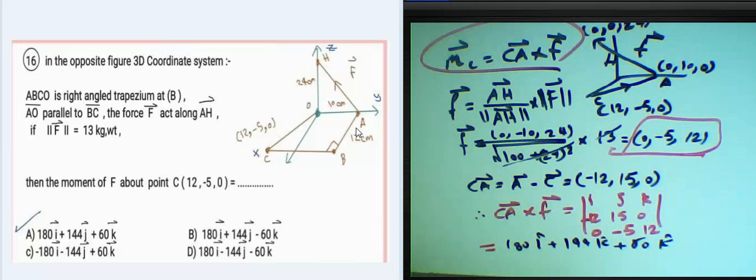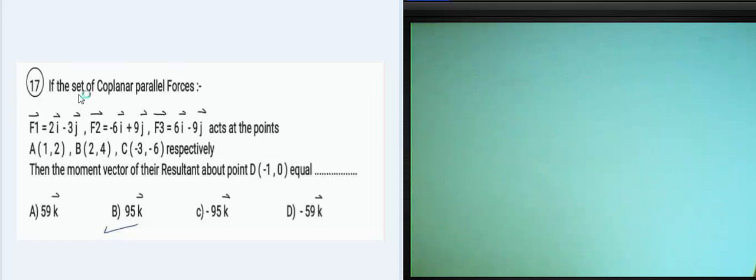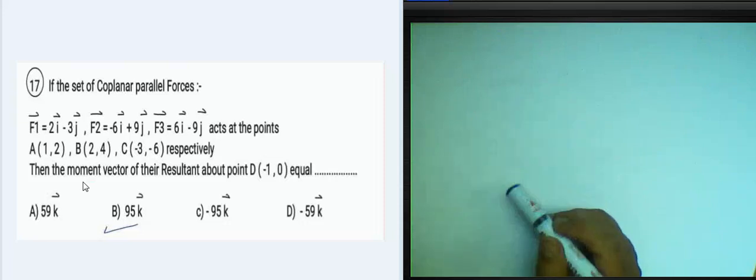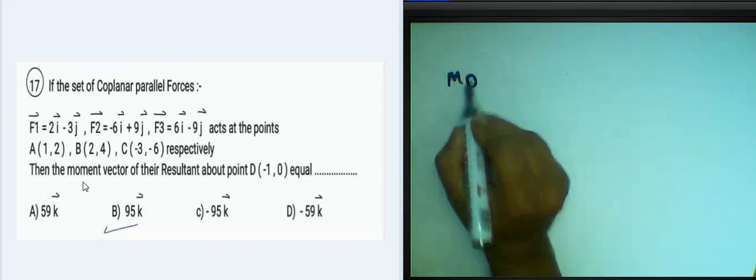Answer E. Question 17. If the set of coplanar parallel forces F1, F2, F3 acts at three points A, B, C respectively, then the moment vector of their resultant about point D equals? We want to find the moment about point D.